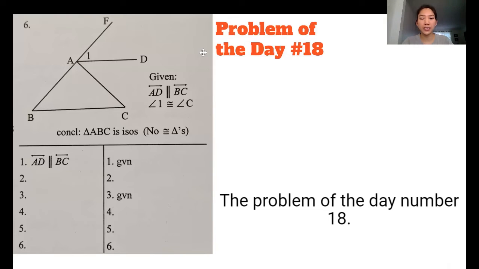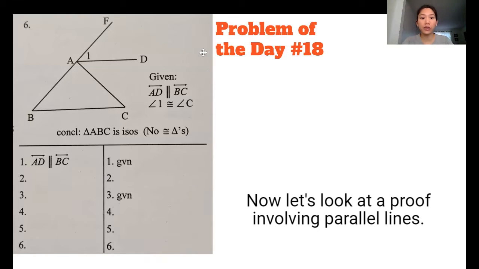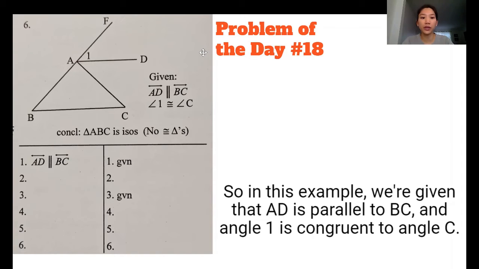Problem of the day number 18. Now let's look at a proof involving parallel lines. So in this example, we're given that AD is parallel to BC and angle 1 is congruent to angle C.